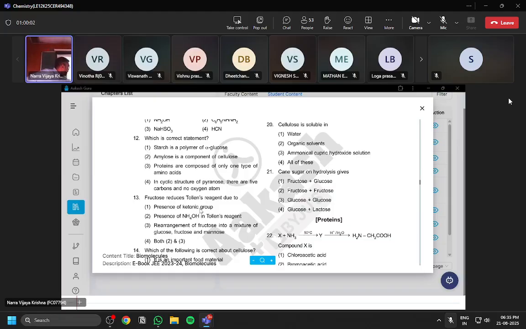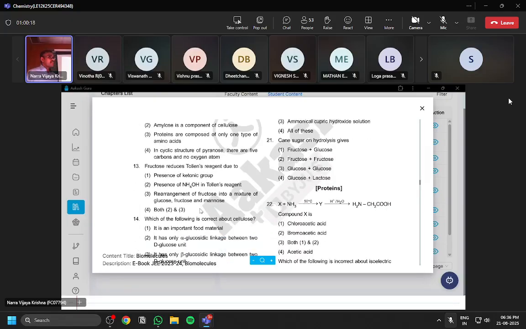In the cyclic structure of pyranose, there are 5 carbon atoms and no... They are saying pyranose, no? 5 carbons and 1 oxygen. Total put together, 6. Correct? Question 13, sir. Fructose reduces Tollens reagent. Why? Presence of a ketone group, presence of NH4OH in Tollens reagent, rearrangement of fructose into a mixture of glucose, fructose, and mannose. That's why it behaves as a reducing sugar.